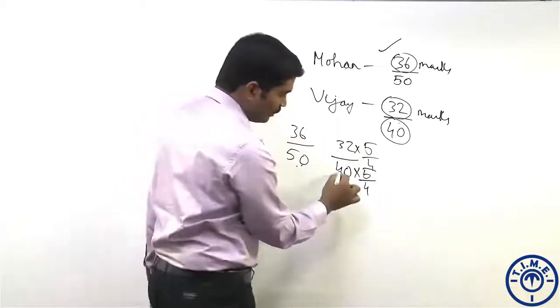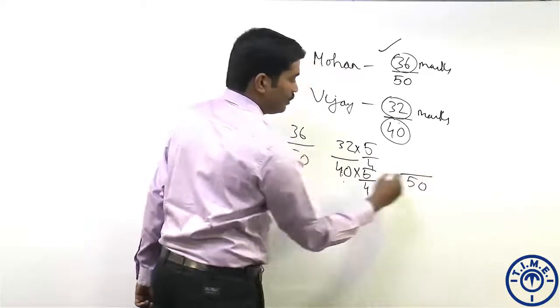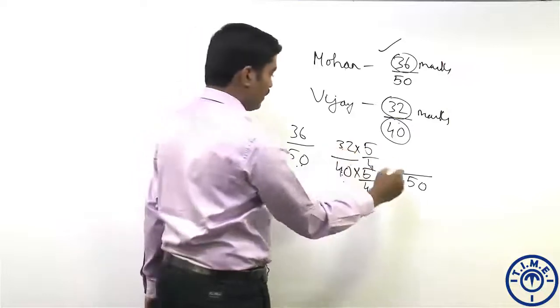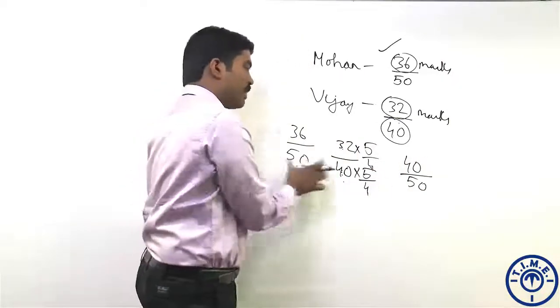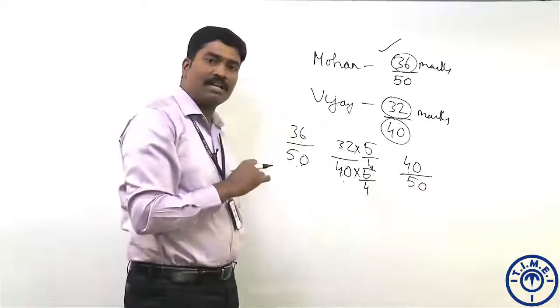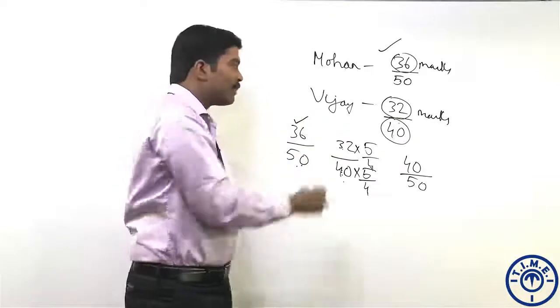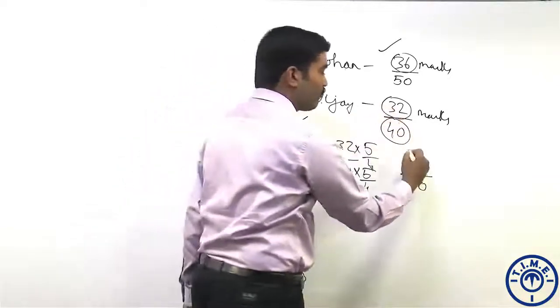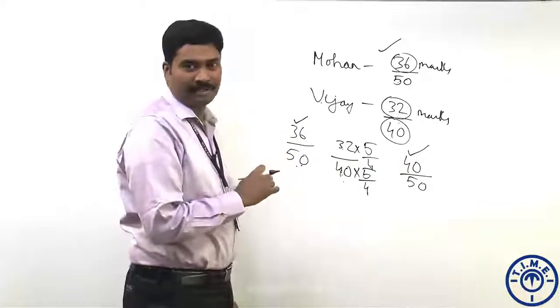How much is that? 4 10s are 40, 5 10s are 50, this denominator becomes 50. 4 8s are 32, 8 5s are 40. Now, when we equate both their marks to a common denominator 50, we realize that Mohan got 36 out of 50, but Vijay's performance is equivalent to 40 marks out of 50. This is one way of comparing their marks.